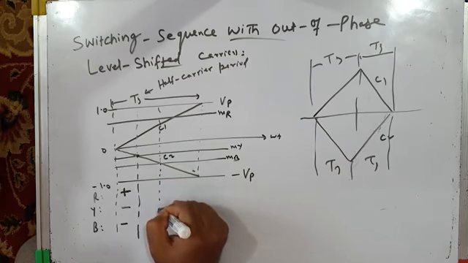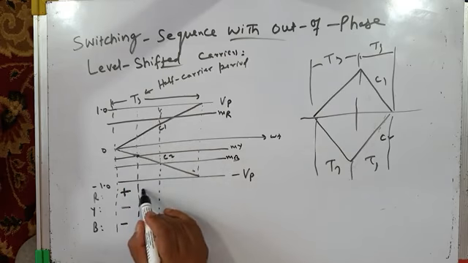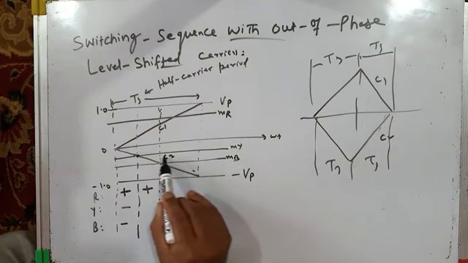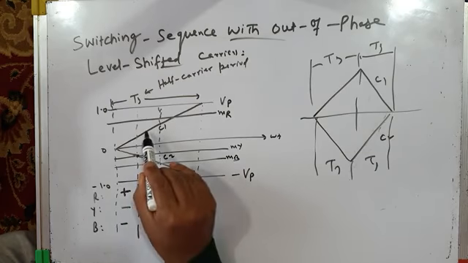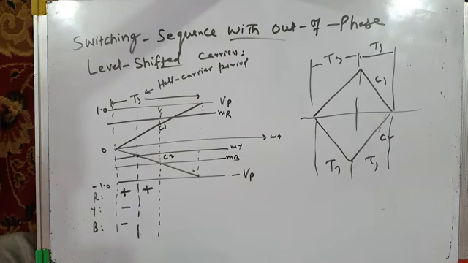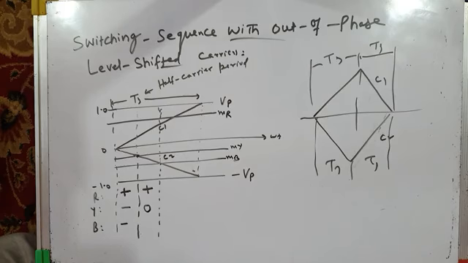Now you can see during this period again MR is greater than both the carriers, so phase leg R has positive status. That means the top two switches of phase leg R will be on and the pole voltage will be plus VDC by 2. What about phase leg Y? MY is less than carrier 1, but it is greater than carrier 2. I have told you whenever any modulating signal is greater than one carrier wave but less than another carrier wave, the middle two switches will be on and the pole voltage will be 0, so it will give 0 status to phase leg Y.